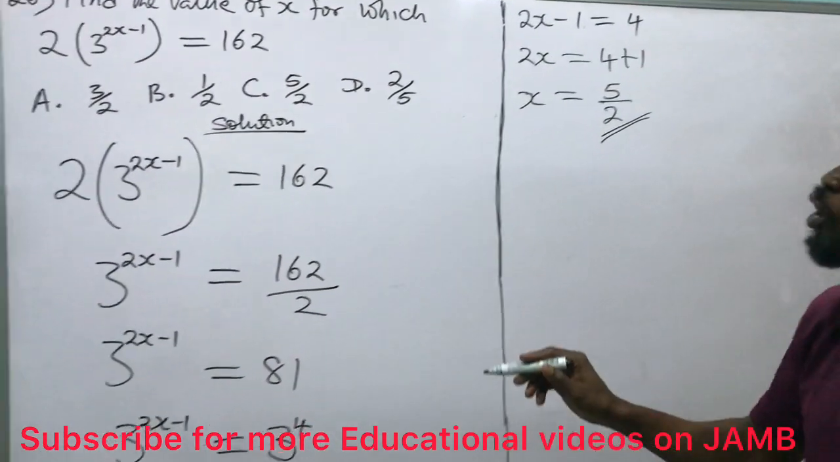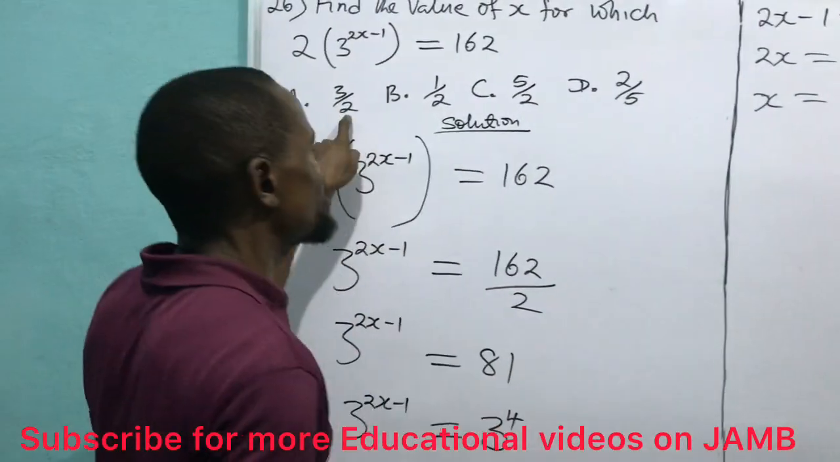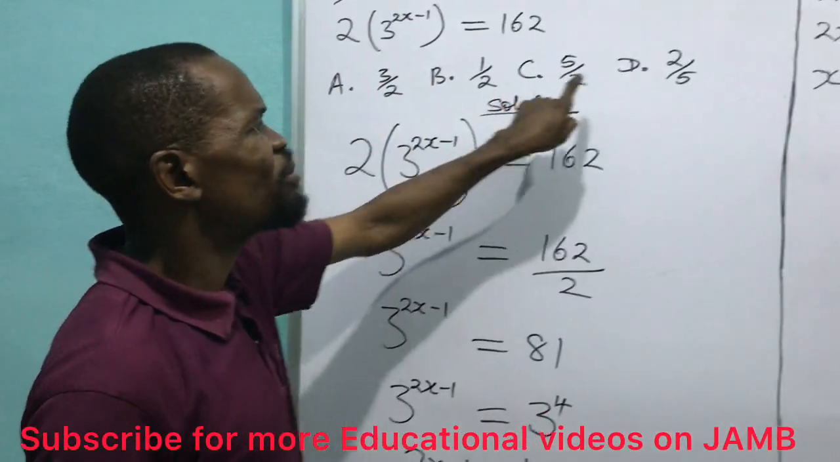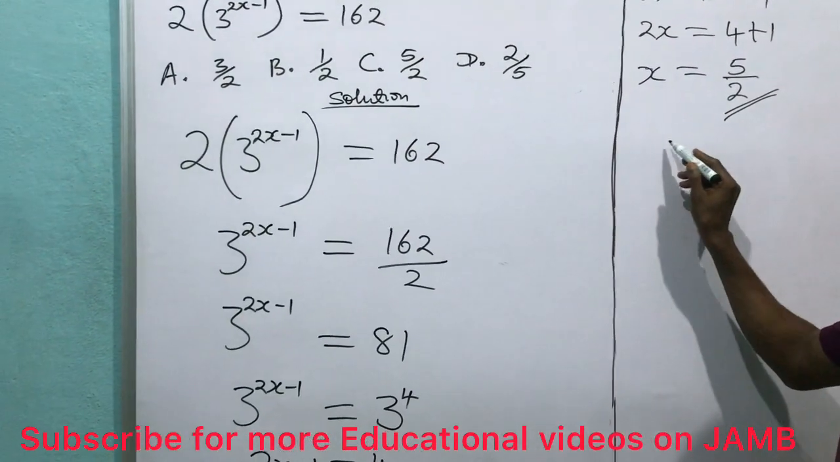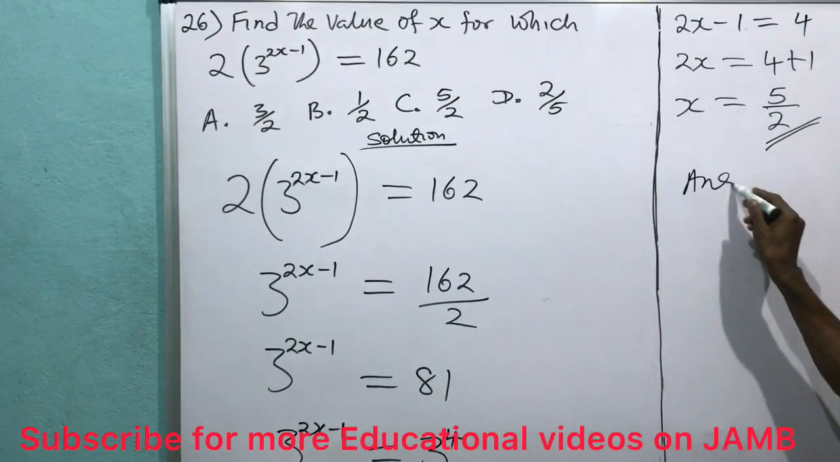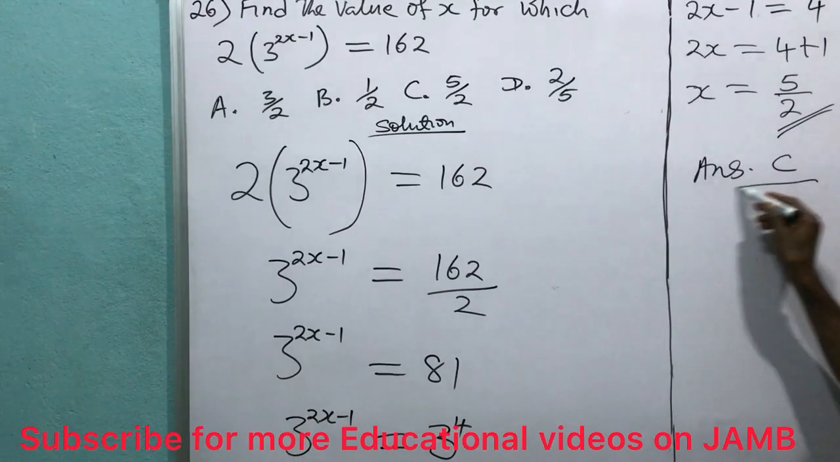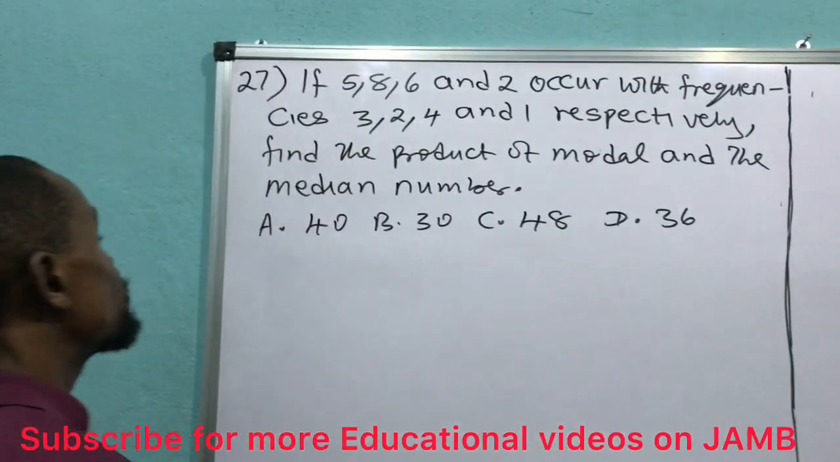I can now go to option B. Option A is not correct, option B is not correct, option C is our right answer. I can answer my answer is option C. There is the question number 27.